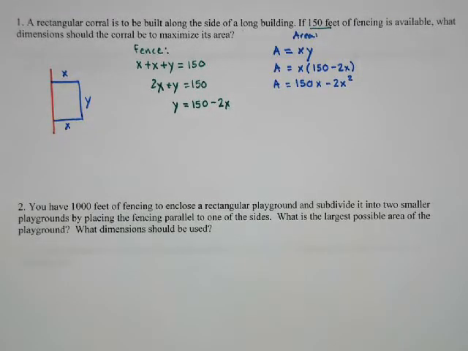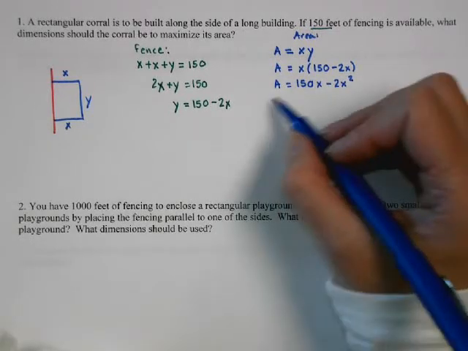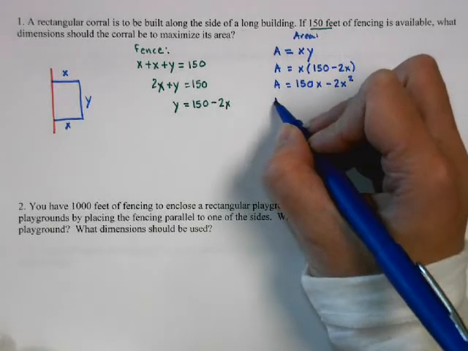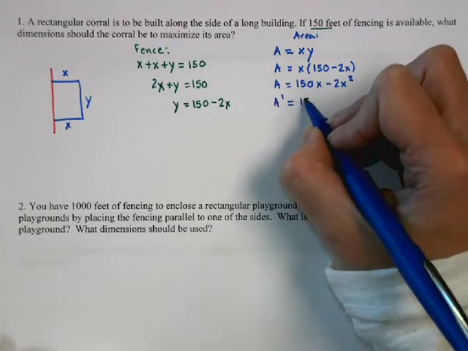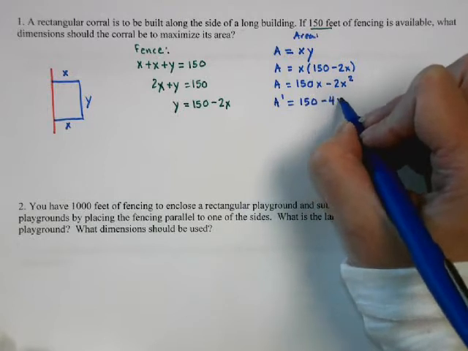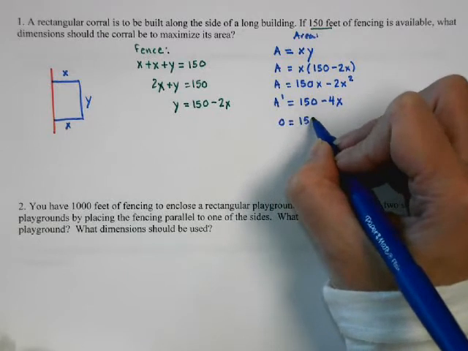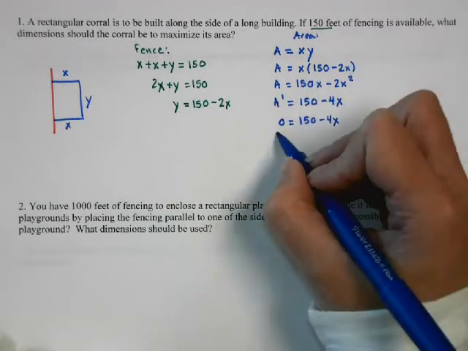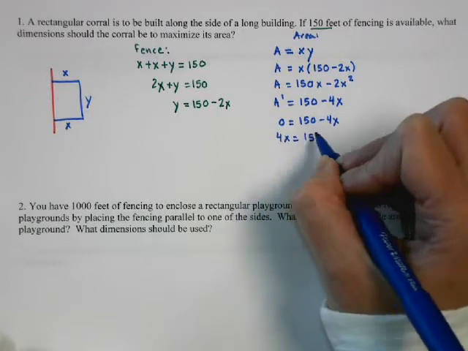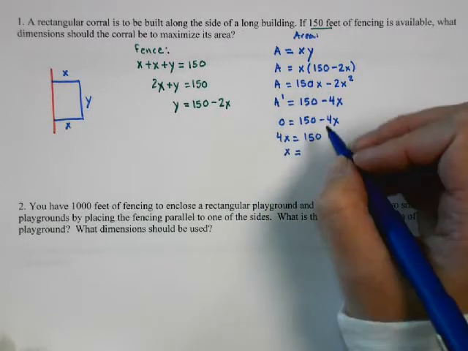Technically we would need to find the maximum by looking at the endpoints and the critical points. For this one though, the maximum is going to occur at a critical point, and I'll illustrate that here. To find the critical point, we're going to take the derivative. So A prime is going to be 150 minus 4x. Critical points are going to be when the derivative is equal to 0. So 4x equals 150.